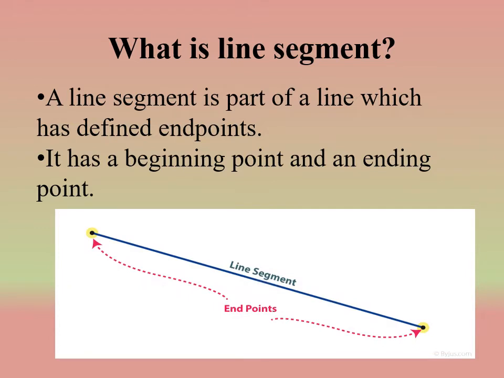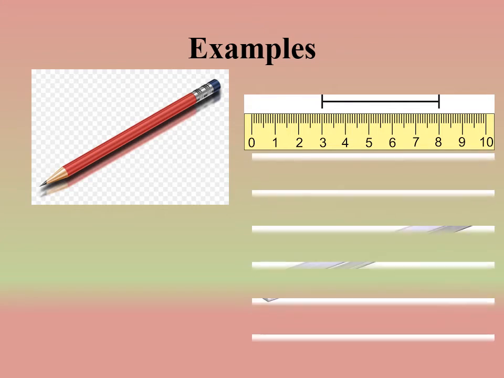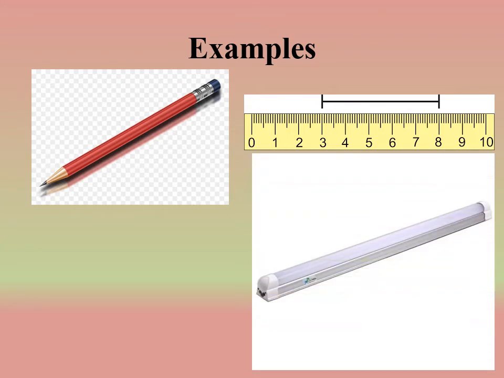Like here you can see, this is the way we denote the line segment with two points at the end, and hence it has a fixed length. Examples of line segment: like a pencil, you cannot extend it. It has two endpoints, right? Its length is fixed. Similarly, a scale and a tube light have two endpoints, you cannot stretch them and increase their length. So these are examples of line segment.